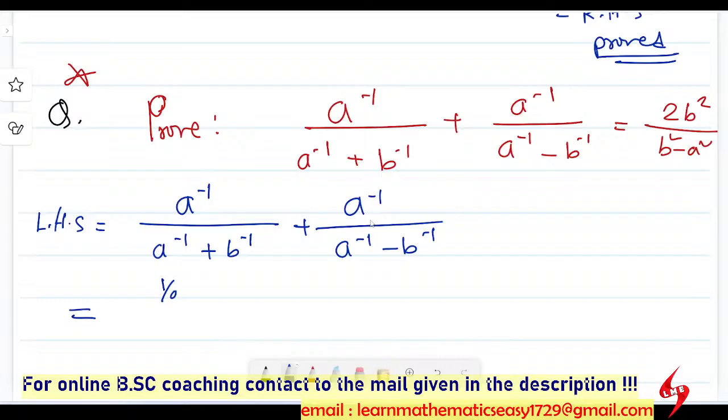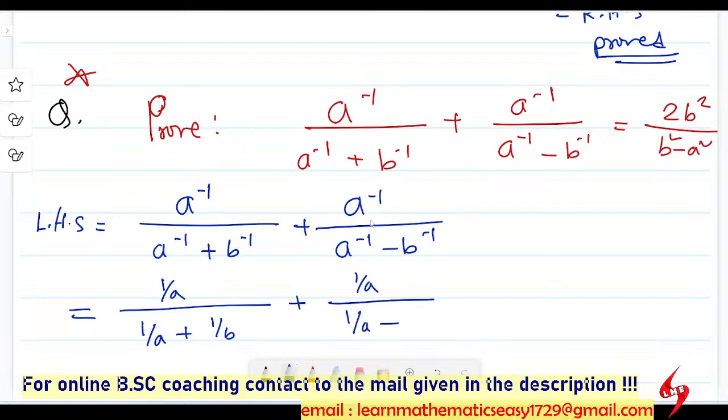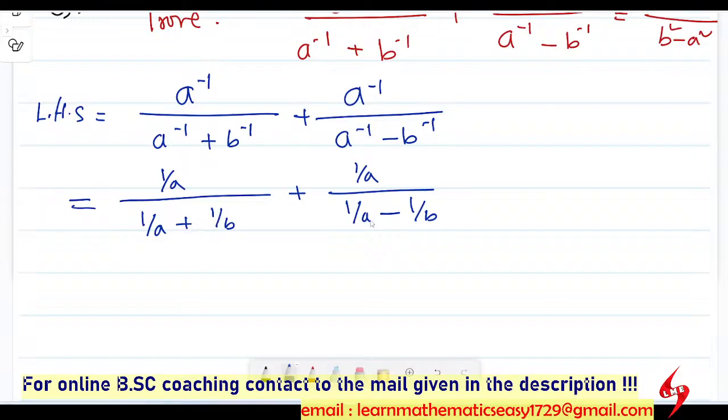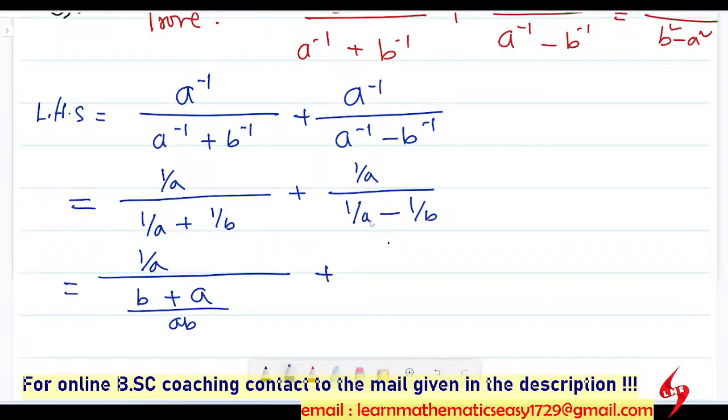So a to the power minus 1 means 1 by a. This is my 1 by a. This is my 1 by b. Okay. So in the denominator, we just do the addition and the subtraction as well. So here the LCM will be AB. So that will be B, it will be A. Okay, and here it is as well. That will be B, that will be A, and that is AB.